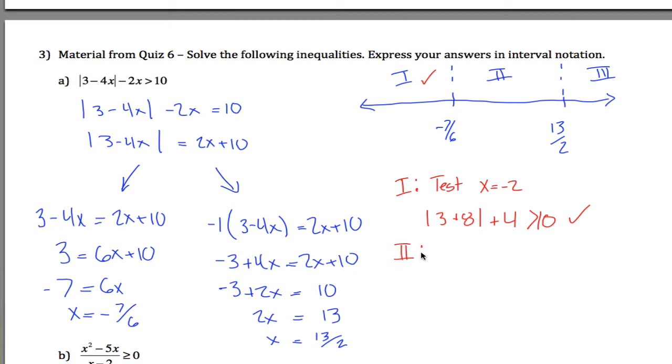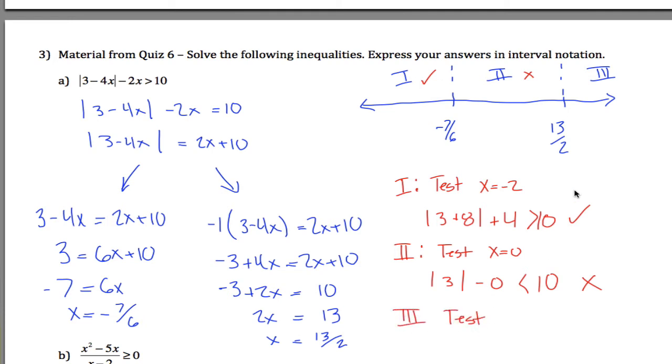What about region 2? Pick any number you want in region 2. The easiest number between these two values is 0, so I'm going to choose 0. You can choose any number in between these two numbers, but don't choose an endpoint. Let's see, the absolute value of 3 minus 0, minus 0. Is that greater than 10? No, it's not. This is 3. 3 minus 0 is 3, which is actually less than 10. It's not a solution. These numbers aren't going to work.